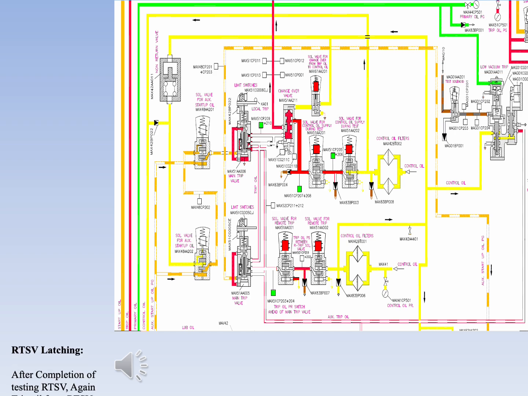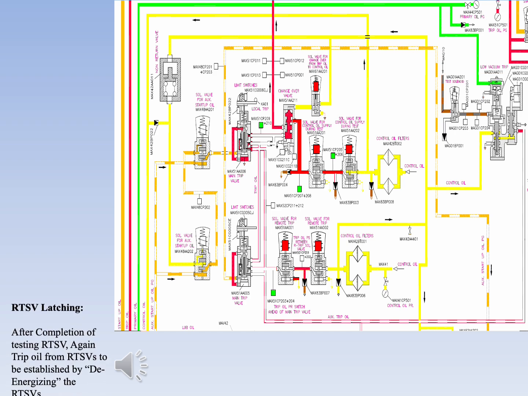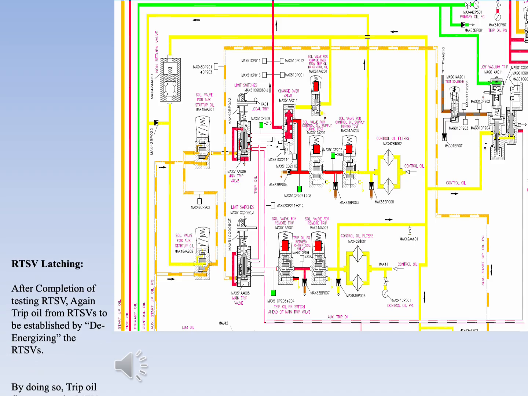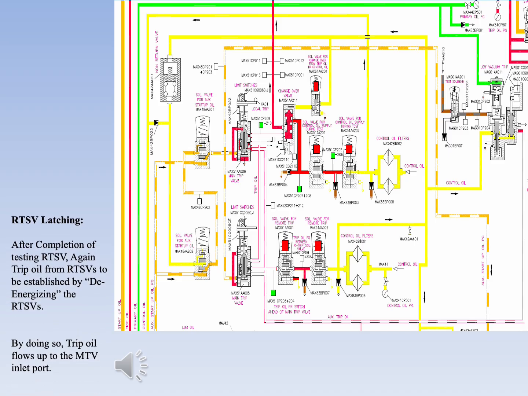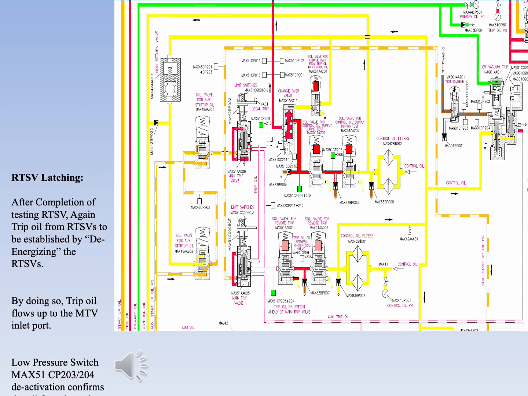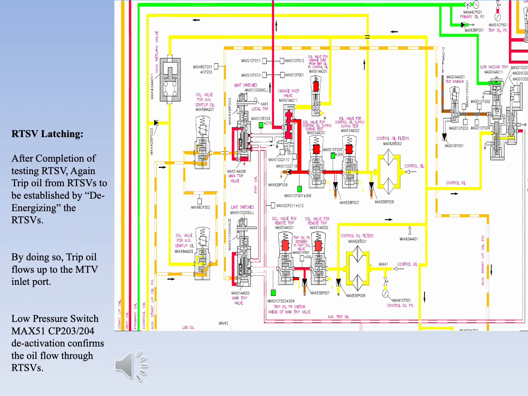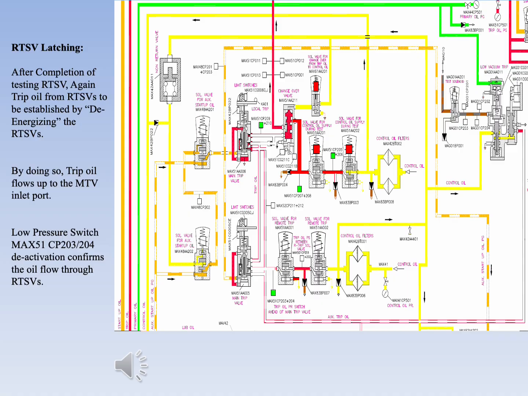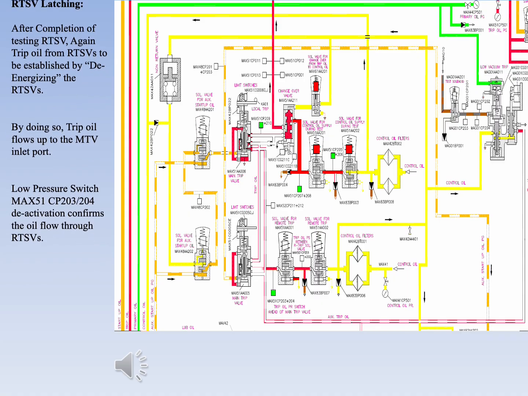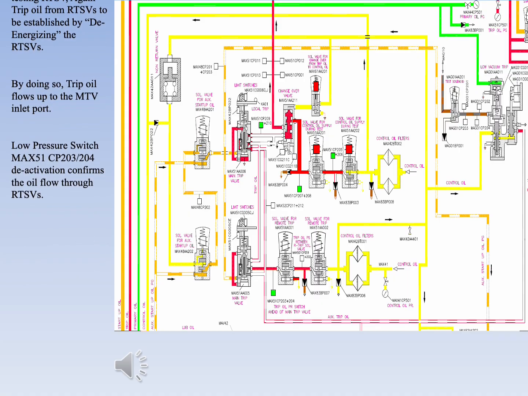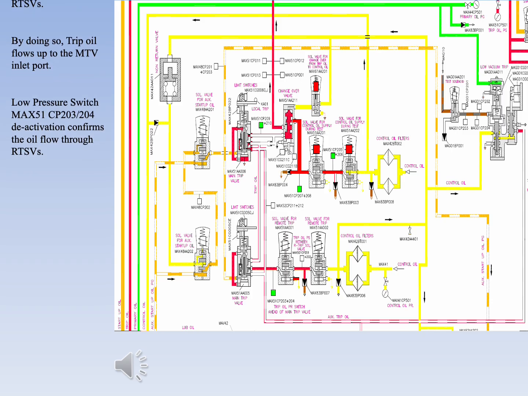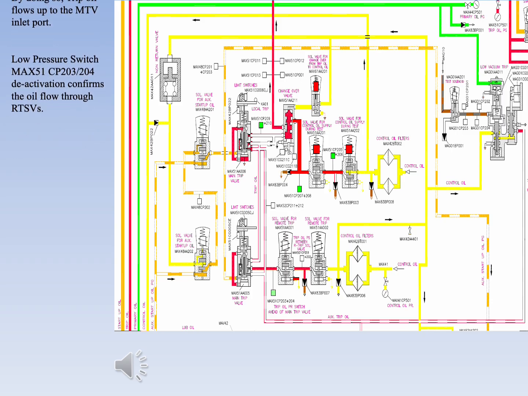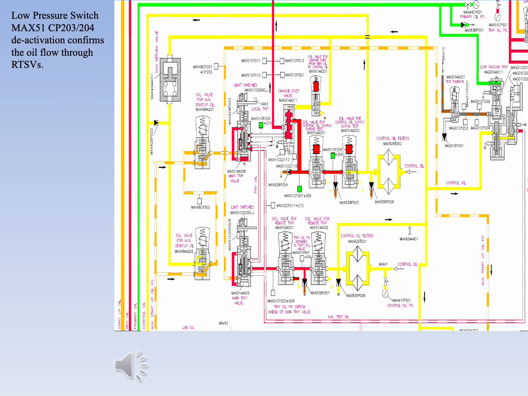RTSV latching. After completion of testing RTSV, trip oil from RTSVs is to be established again by de-energizing the RTSVs. By doing so, trip oil flows up to the MTV inlet port. Low pressure switch MAX51 CP203/204 deactivation confirms the oil flow through RTSVs.